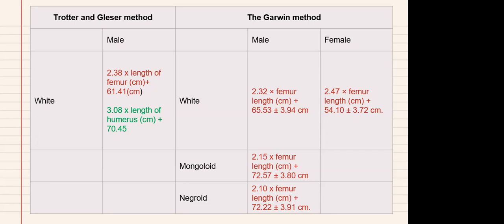For a Mongoloid male, the formula would be 2.15 multiplied by the femur length in centimeters plus 72.57 plus or minus 3.80 centimeters. Then for a Negroid male, the formula is 2.10 multiplied by the femur length in centimeters plus 72.22 plus or minus 3.91 centimeters. So we also have other methods of approximating the height of a person. Next slide po.